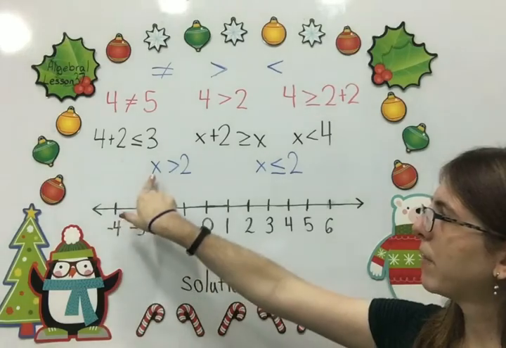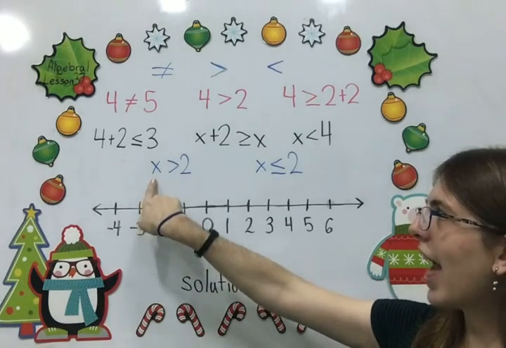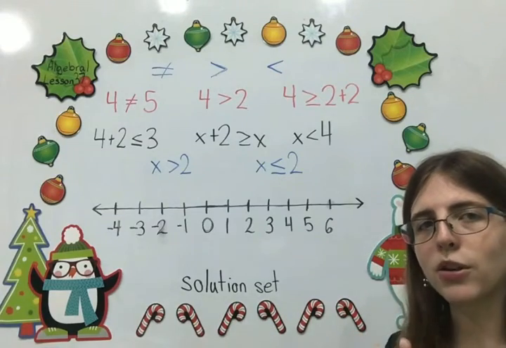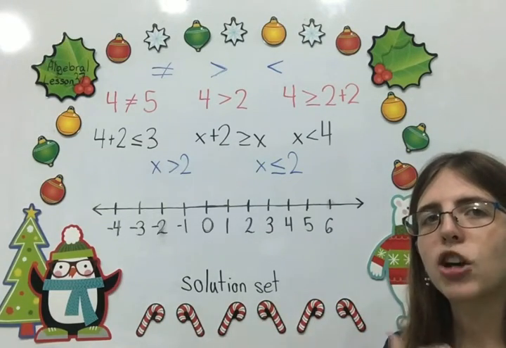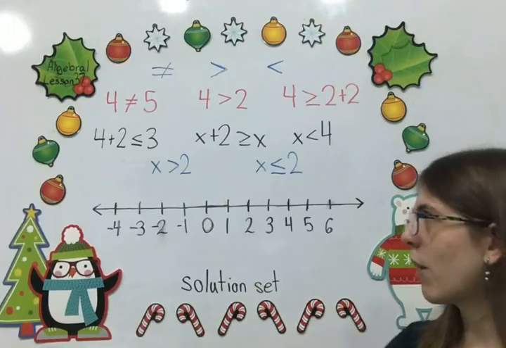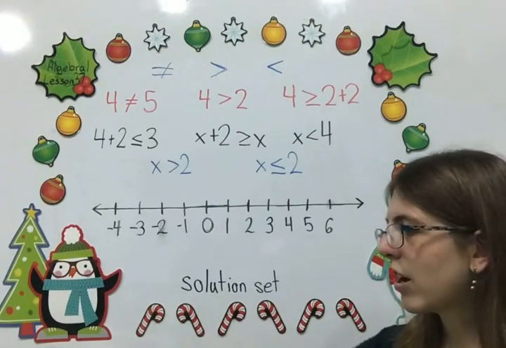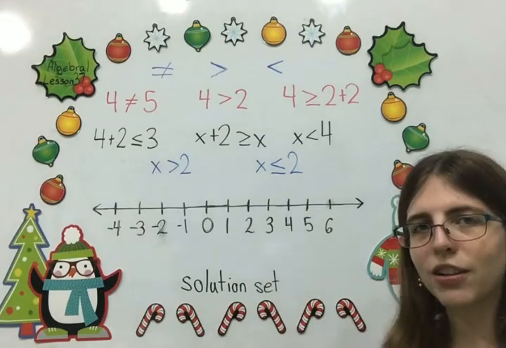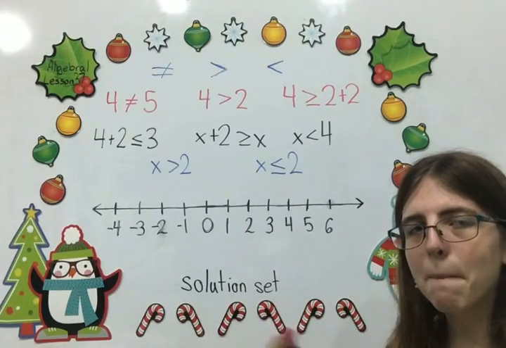So, for example, if I say graph x is greater than 2, that's going to show me all the numbers using my number line that could possibly satisfy this equation. So if x is greater than 2, I need to start out by going to the 2. Okay, there's the 2. Can x be 2?